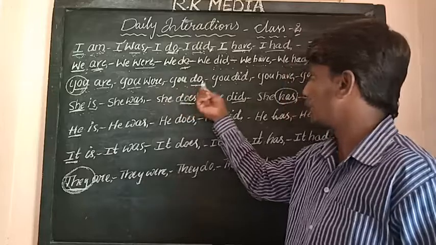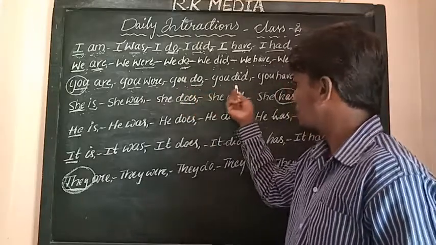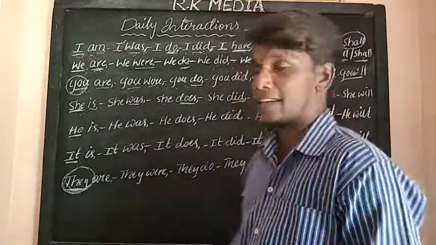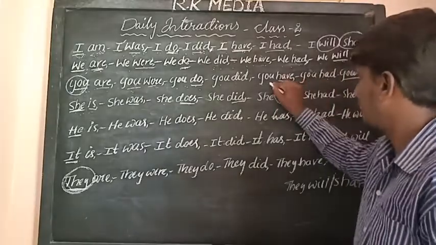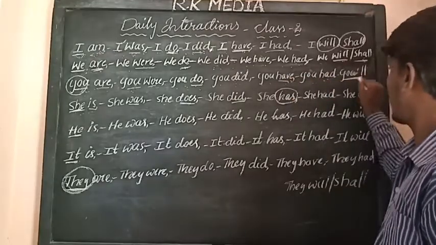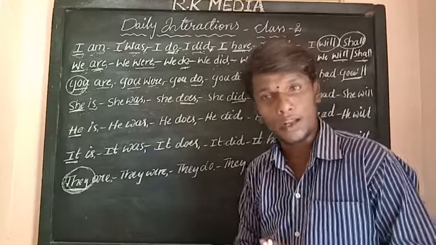You do this work, you did this work. That means do and did are the verbs that indicate an action. Now coming again to the have forms: you have, you had. And coming to the modals, you will, you shall.